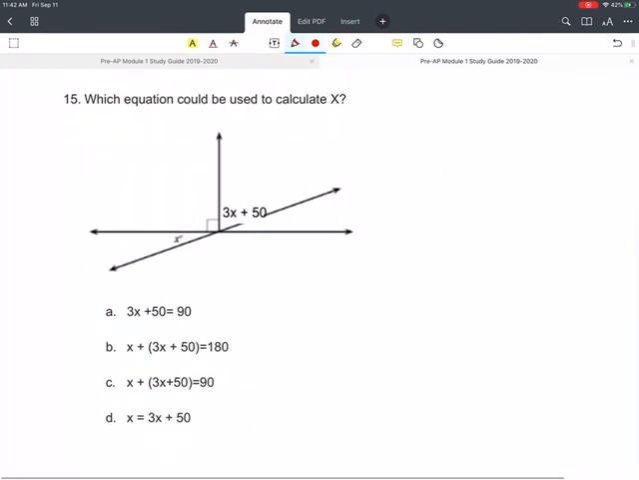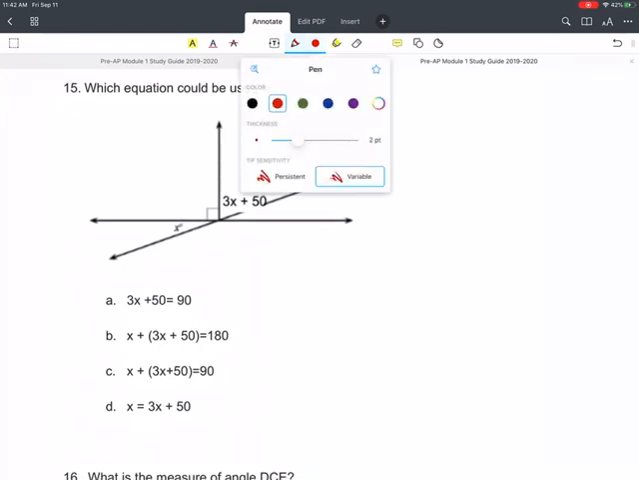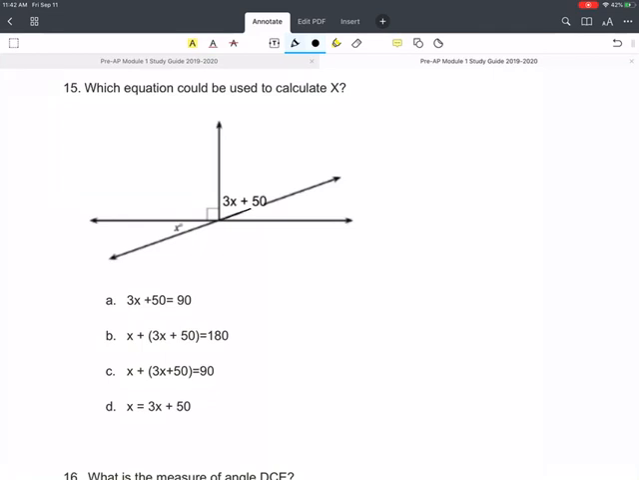All right, 15. Which equation could be used to calculate x? Sorry, this picture looks a little funny. It kind of cut off the line that should be there, okay? So this angle is 3x plus 50. This angle is the 90, and then this little angle is x degrees. So looking here, it says that 3x plus 50 equals 90. So it's stating this angle by itself equals 90. You can tell from the perpendicular lines that would not be true.